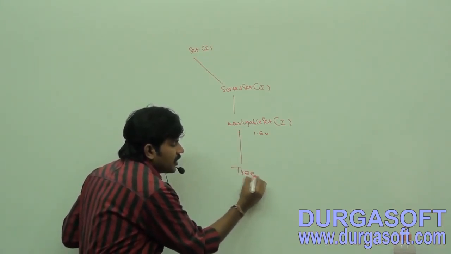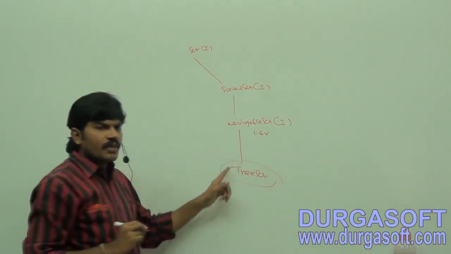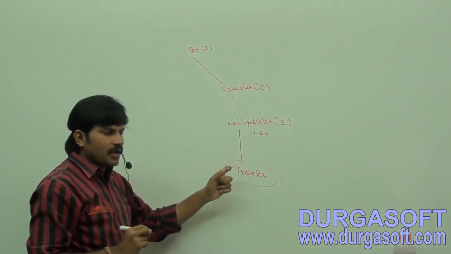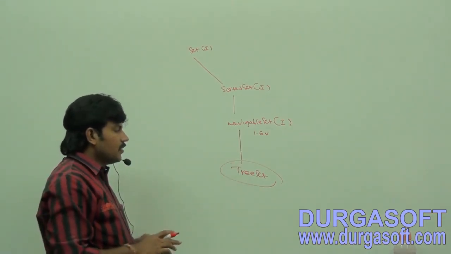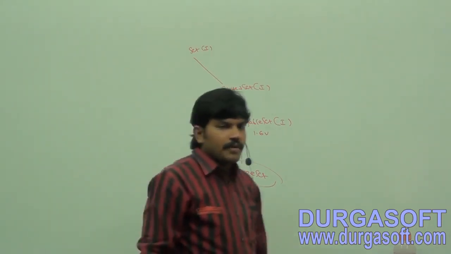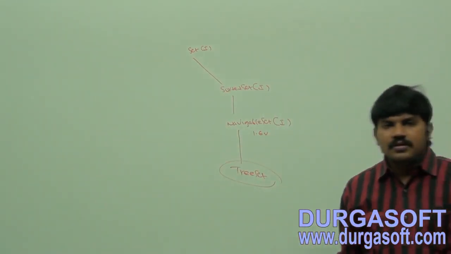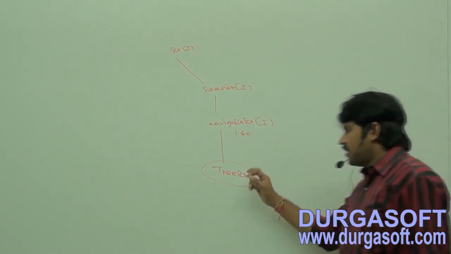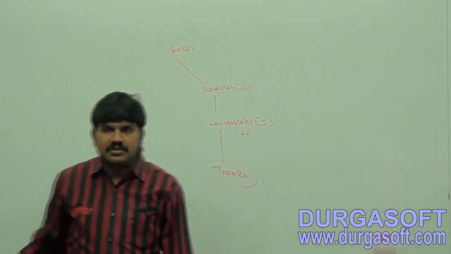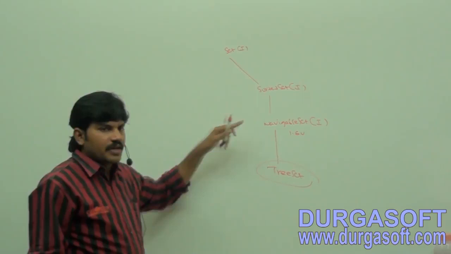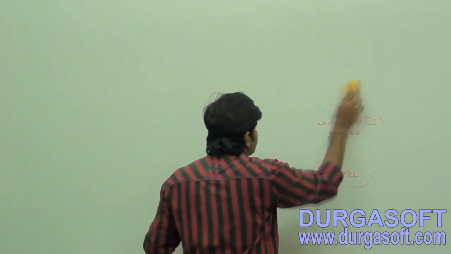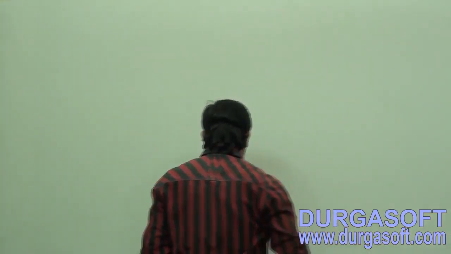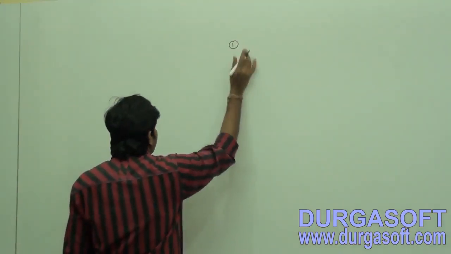Now what is the implementation class for this? TreeSet. Now we have to talk about the TreeSet concept, right? TreeSet is the implementation class for SortedSet, of course. This part we have to discuss. NavigableSet I will cover at last as 1.6 version enhancements. So the point is TreeSet.